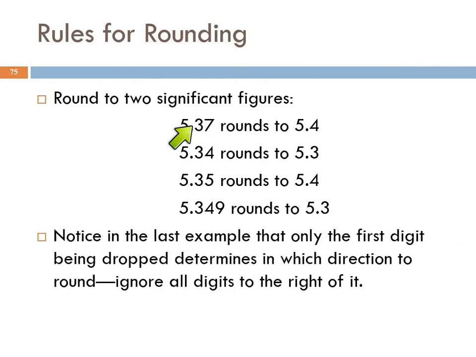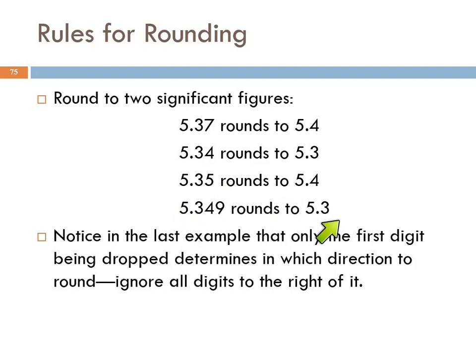So 5.34, rounding to 2 significant figures, we're keeping the 5 and the 3. The 4, we're going to just drop. 5.35 rounds to 5.4.